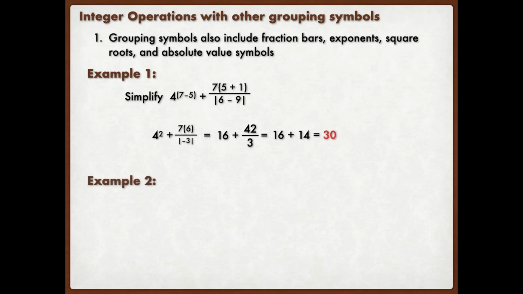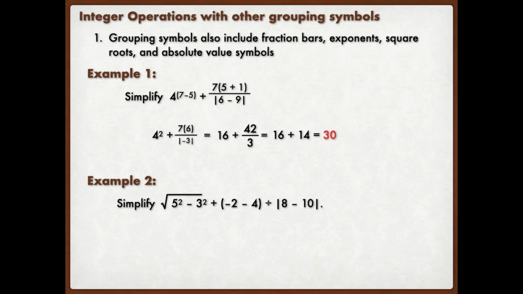So 16 plus 14 is 30. Let's try another example. So here we have a square root symbol: 5 squared minus 3 squared inside the square root symbol. So we have 25. 5 squared is 25 minus 3 squared, which is 9. And that gives us 16. The square root of 16 would be 4. So 4 times 4 is 16.